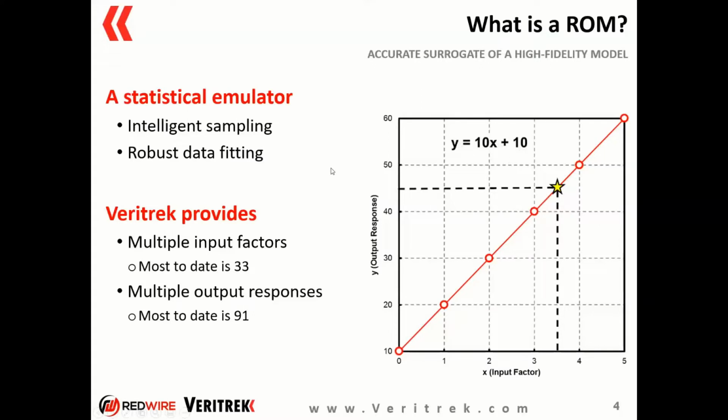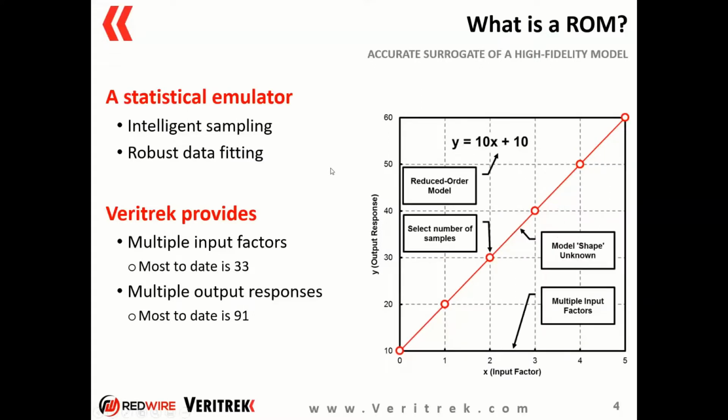And that's essentially what we're doing with Veritrek. We're sampling, so determining the points that we want to sample across our input design space. We're generating this data. We call that training data. And then we're generating a data fit of that training data to generate this model.